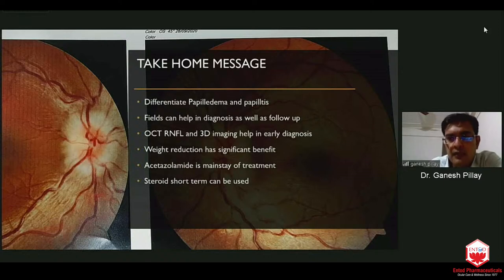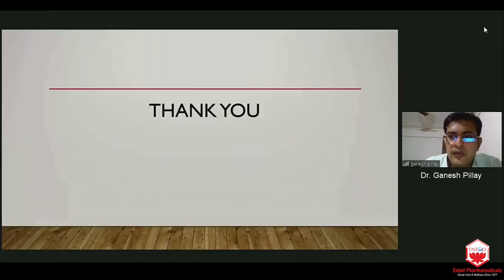Acetazolamide still remains the mainstay of treatment. Steroids can be used short term, but should not be used prolonged because they have side effects eventually, and it may not respond to treatment after there is tapering of steroids. Thank you so much.